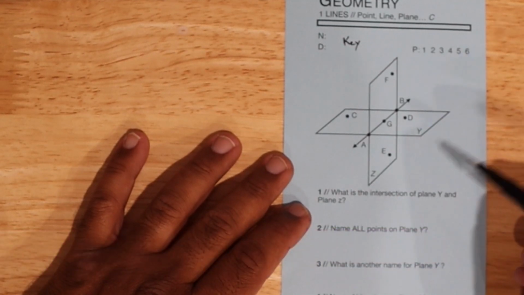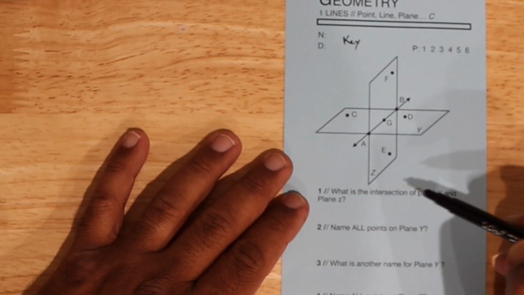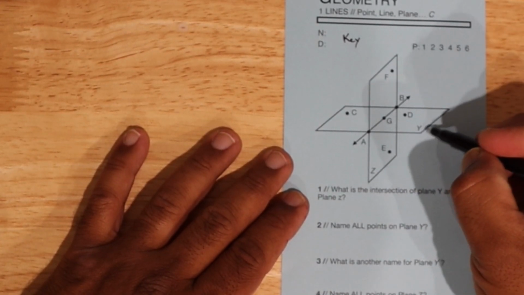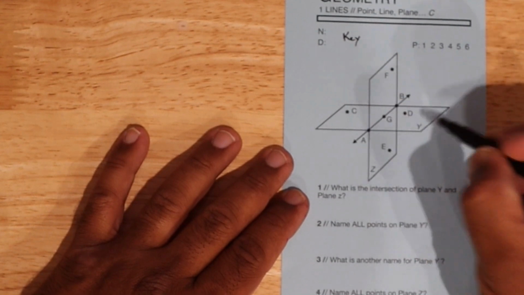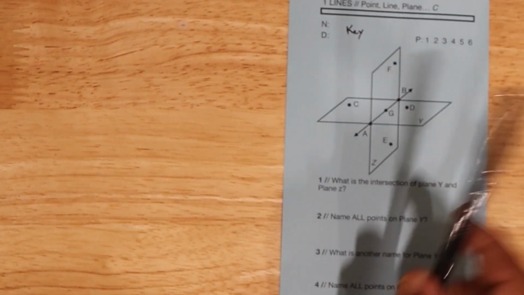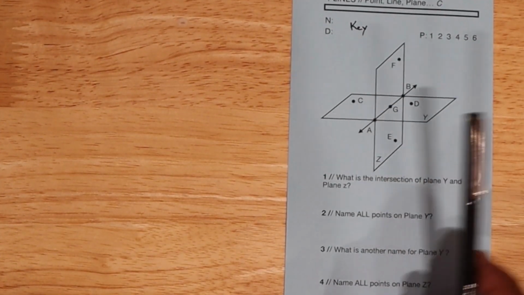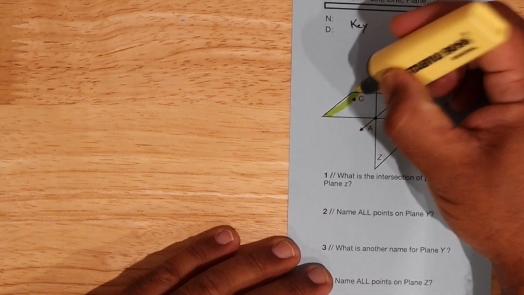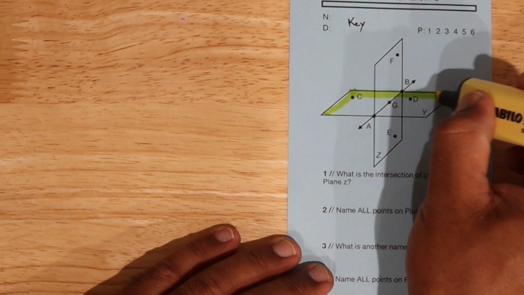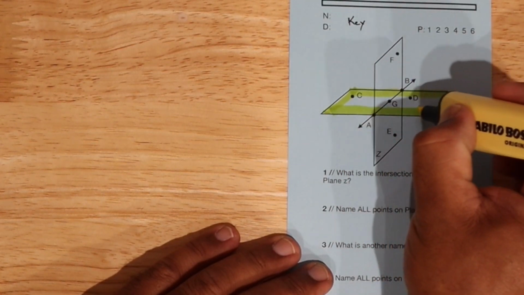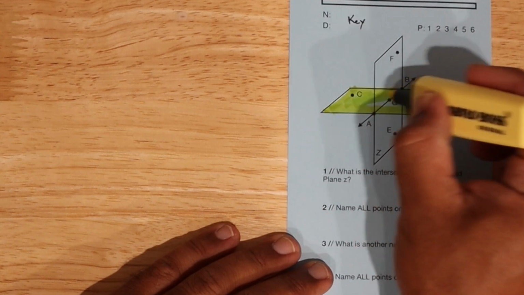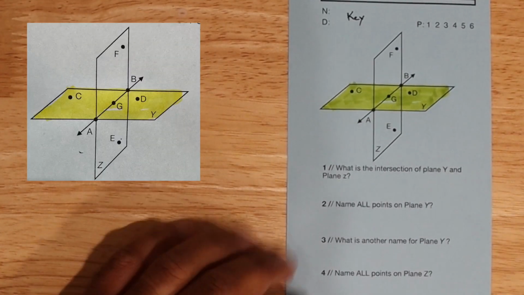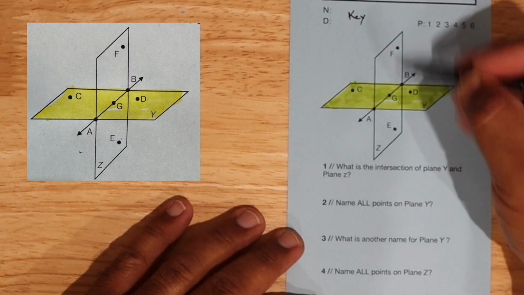So let's get started. Number one, what is the intersection of plane Y and plane Z? Well, plane Y is this one right here. I'll highlight that one. So obviously if you have a highlighter, I would definitely use that. That should help questions like this. So there's plane Y, and plane Z is this vertical one.